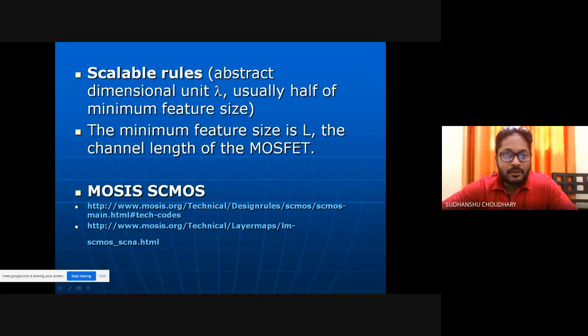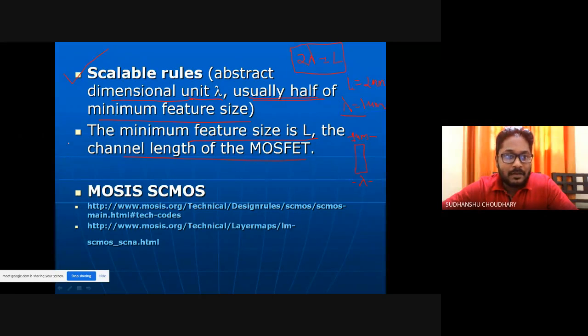Okay, so lambda is usually half of the minimum feature size, and minimum feature size is the channel length of the MOSFET. So always somebody asks, what is minimum feature size? Minimum feature size is always the channel length. That is the minimum possible dimension you can draw in your IC fabrication process, right?